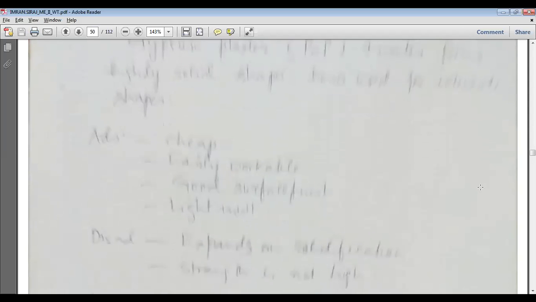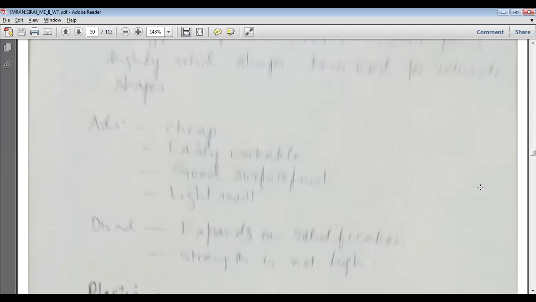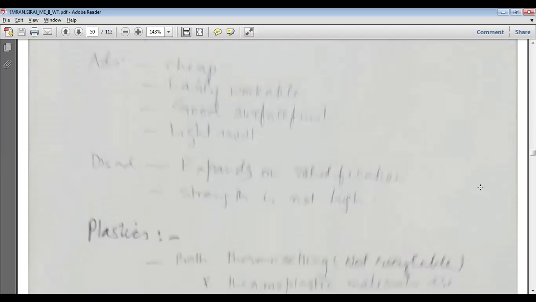And next are the disadvantages. Expands on solidification. Strength is not high, so it can be broken. Brittleness is very high, so it can be broken easily. These two are disadvantages. It expands on solidification: in the semi-liquid or semi-solidified form it has less volume, and when it is solidified, it takes more volume. So this is the disadvantage, and also the brittleness is very high.